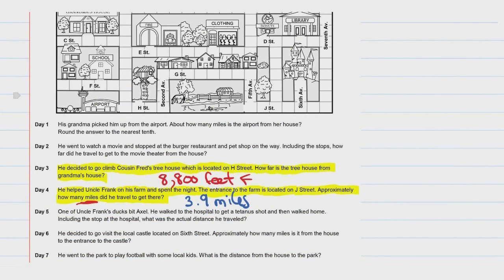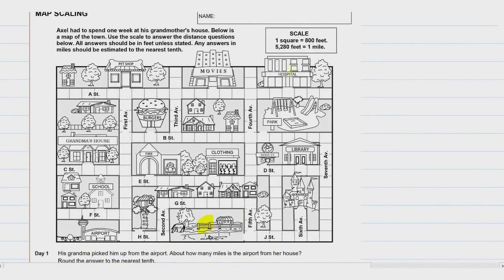Problem number 5. Problem 5. One of Uncle Frank's ducks bit Axel. Those crazy ducks. Wow. So he bit Axel. He walked to the hospital to get a tetanus shot and then walked home. Including the stop at the hospital, what was the actual distance he traveled? So he's walking from the farm to the hospital back to Grandma's house.